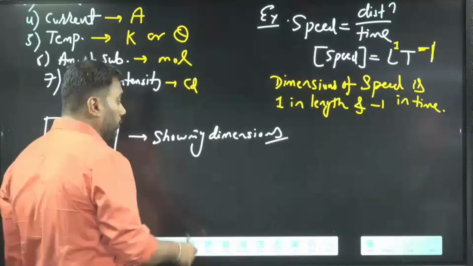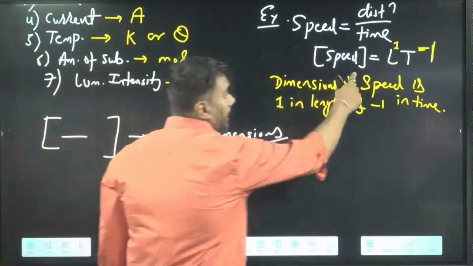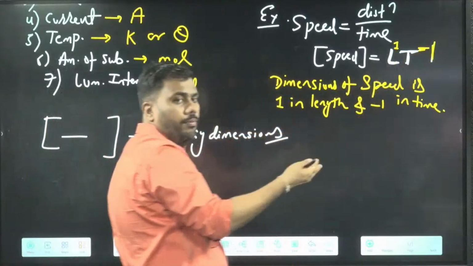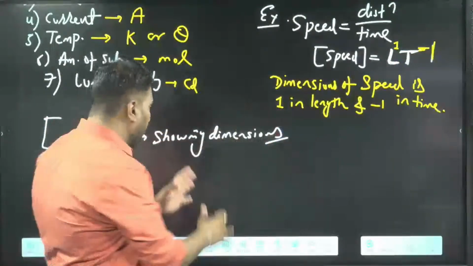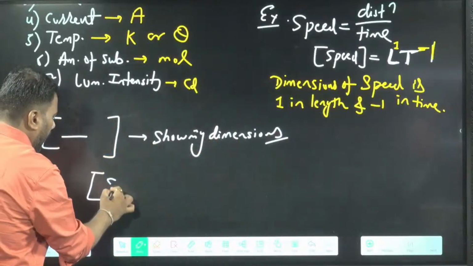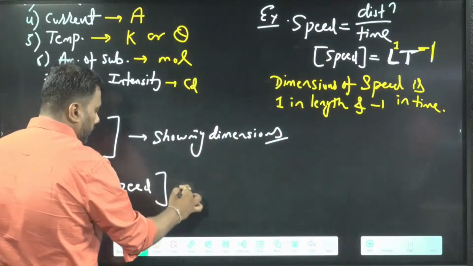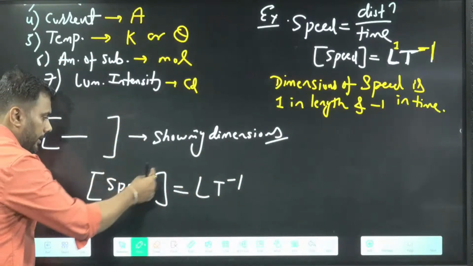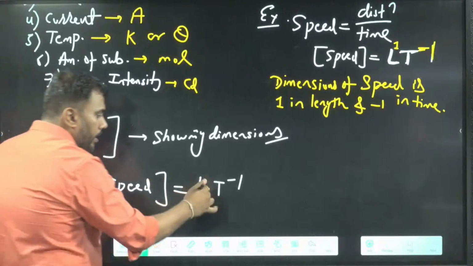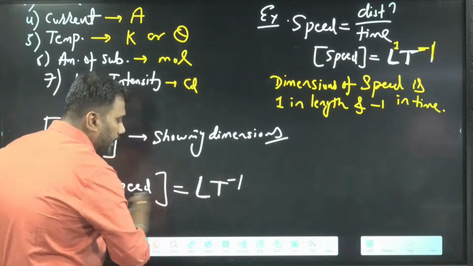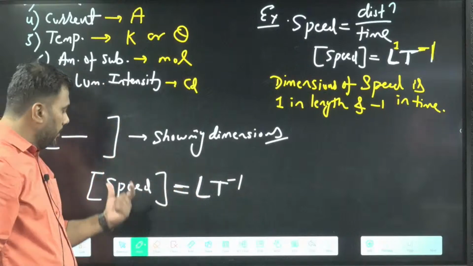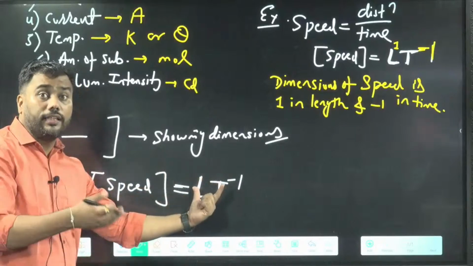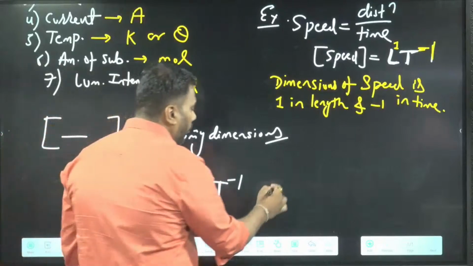And how are dimensions shown? It is represented like this. The symbols will be used for the fundamental physical quantities, and there will be powers. Here I am writing [speed] = LT minus 1. Square bracket means I am showing dimensions of speed, and that is LT minus 1. This kind of equation, in which on one side we write some physical quantity in square brackets, and on the other side we write the dimensions, is called dimensional formula.